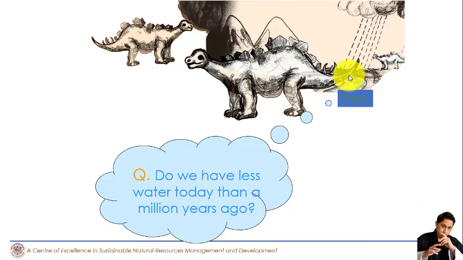The question is that if 0.01% of water was left for us to use sustainably from a long time back, the main question that I want to ask you is that back then we had dinosaurs, lots of huge trees, plants, lots of huge animals who had to consume lots of water. And again, the question is, do we have less water today than a million years ago?